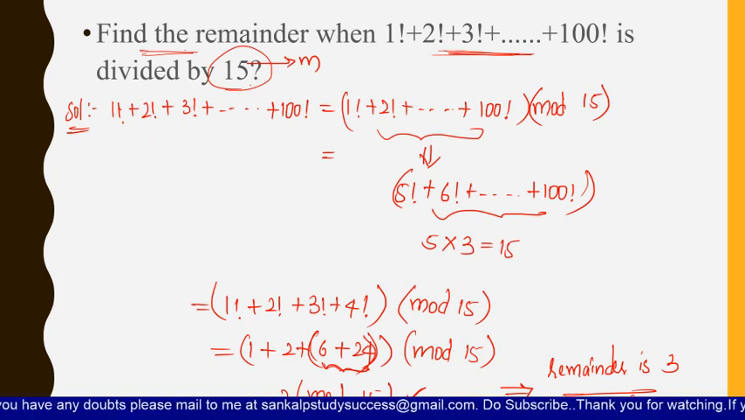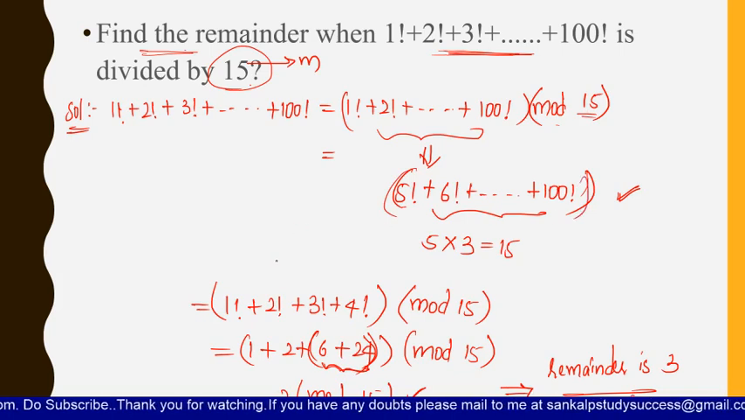1 factorial plus 2 factorial plus 3 factorial and so on up to 100 factorial mod 15, because in the question it is given that it is divided by 15. Now from 5 factorial to 100 factorial, in each and every term you will have 5 into 3, which gives the value 15. So each term is divisible by 15. That's the reason you can eliminate this series, right?